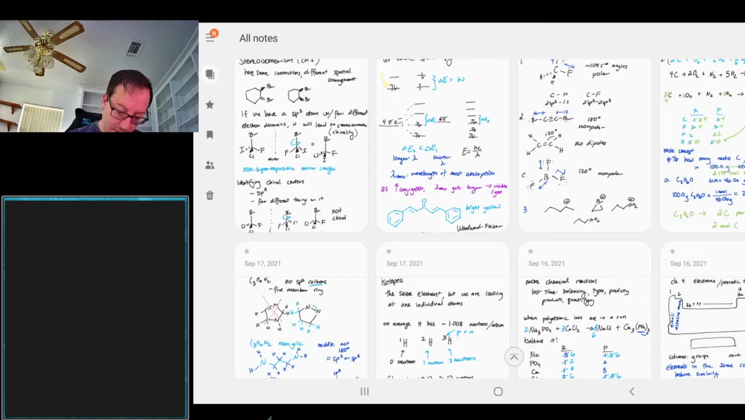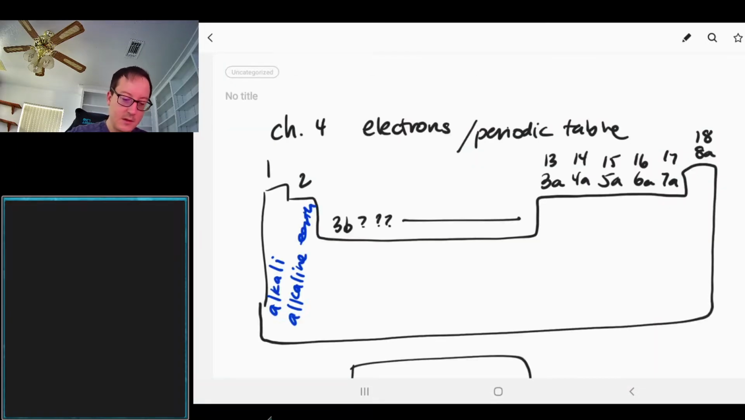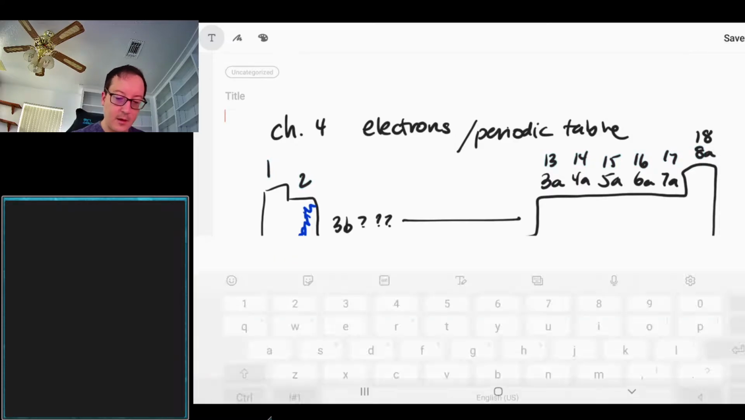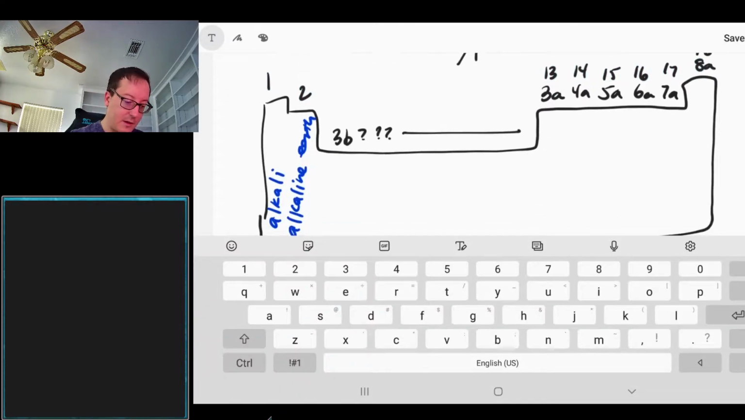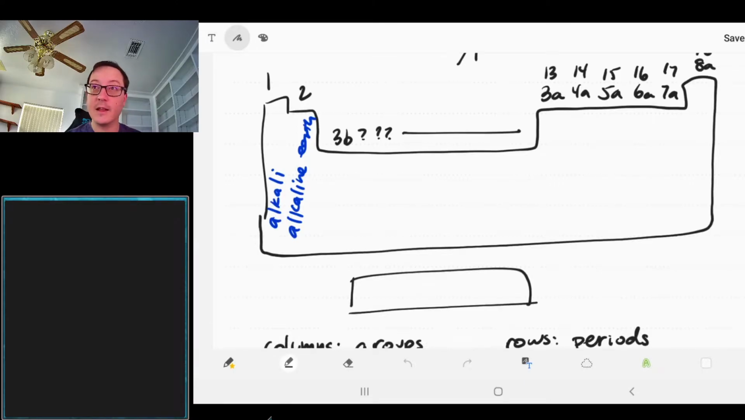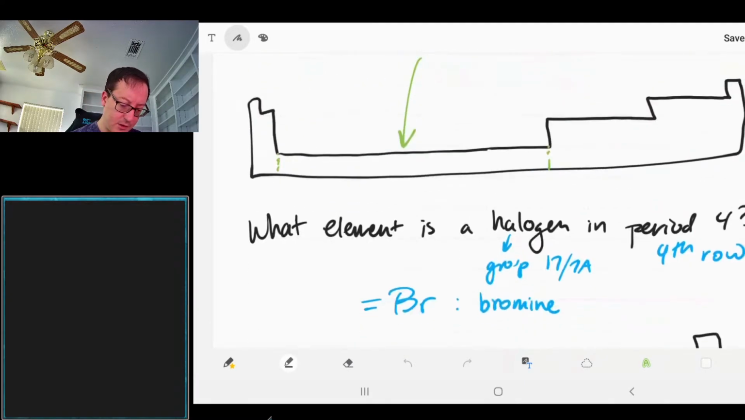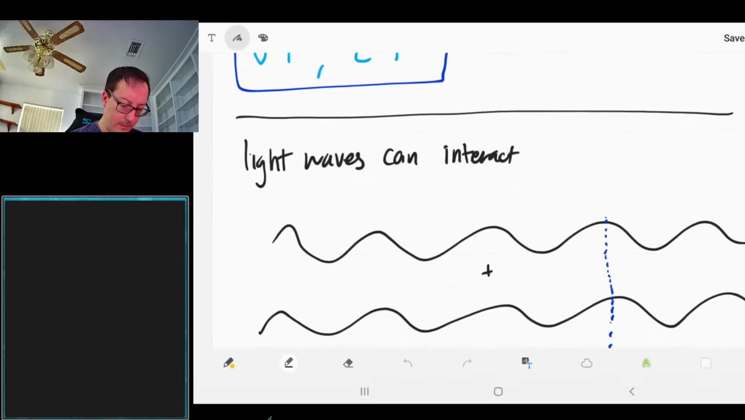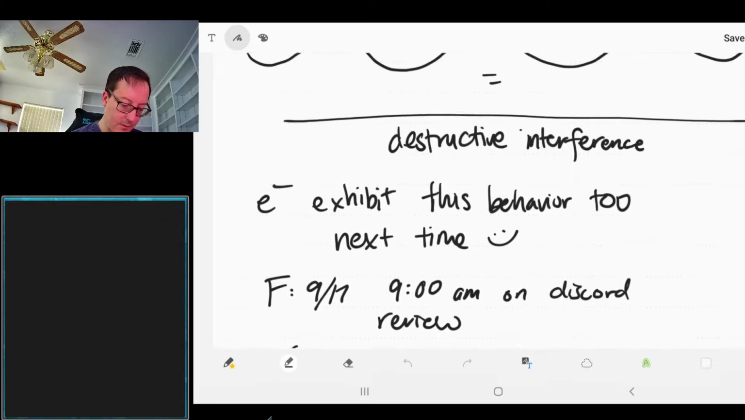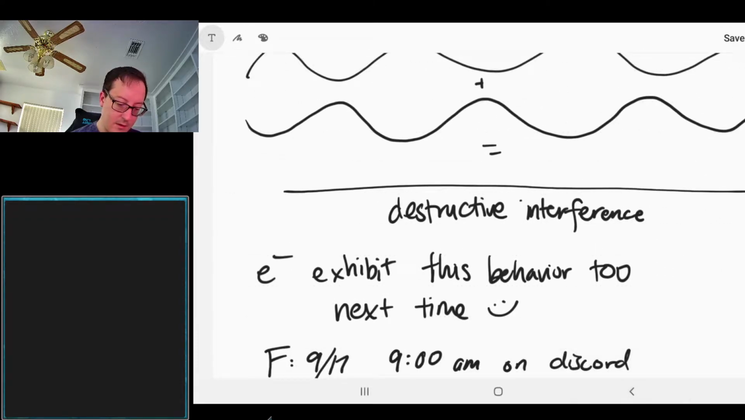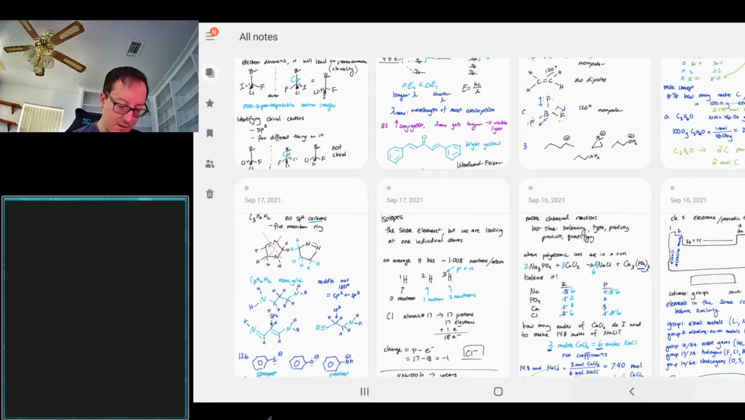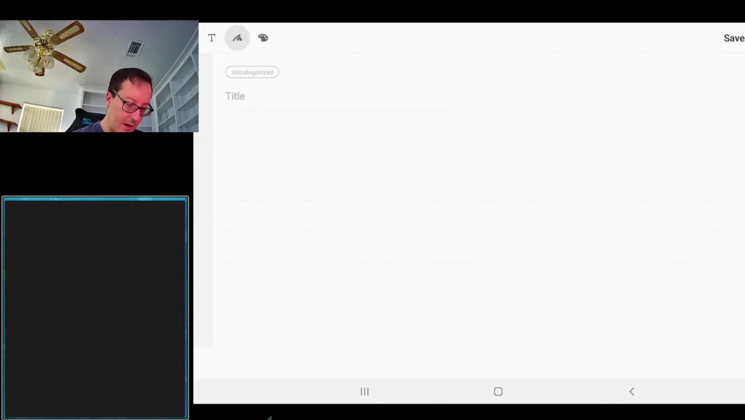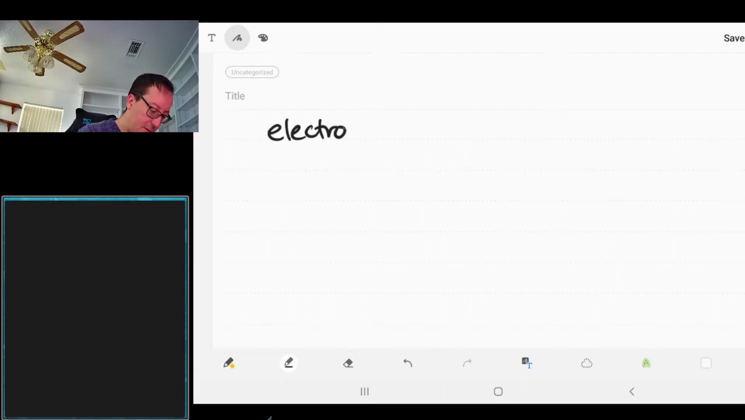Let's see, where did we end off here? Last week, we started chapter 4, which was about electrons and light. If I check back here where we did finish off, we were talking about how waves can interact and how electrons behave. So let's go ahead and start there. We'll talk more about electrons today.